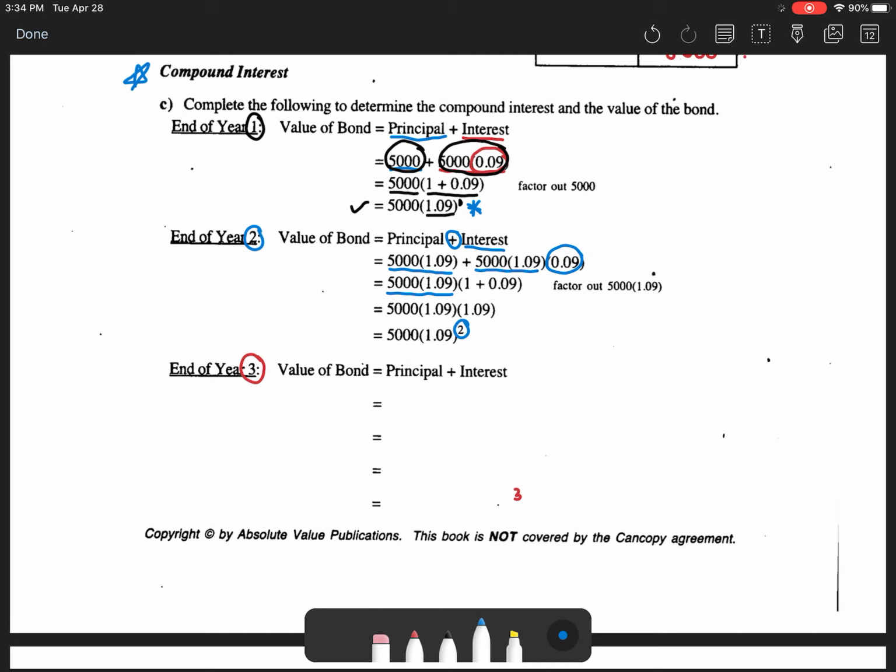Then I have to add the interest to that amount. So here's the principal, and here's me calculating the interest on it, 9% of that amount. Again, I have 2 terms. I factor out what's common, which is the 5,000, 1.09. That's what's common to both those terms. I'm again left with 1 plus 0.09, which is another 1.09. Now I have 2 of those, so it's 1.09 to the exponent of 2.